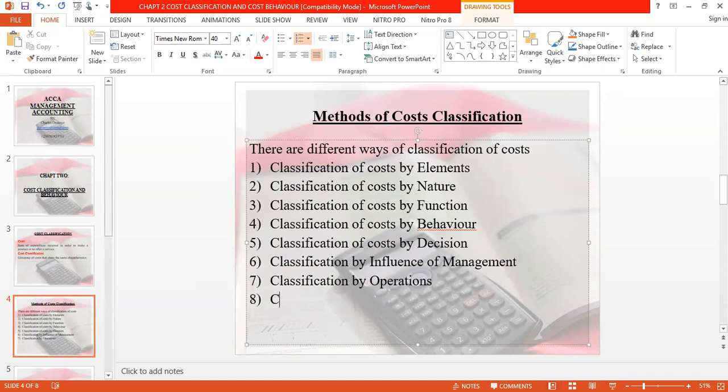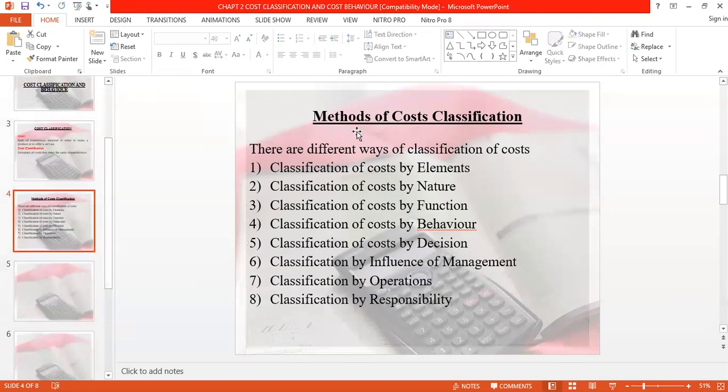Classification by responsibility. This is really not classification of costs, but it's a classification. So let's take some time on each of these categories. And this is very important because the topics that follow, they follow the classification criteria that we are using. So I'll just be covering each one by one. So let's start with classification of cost by elements.